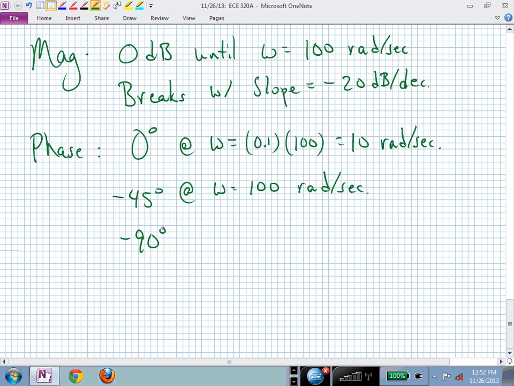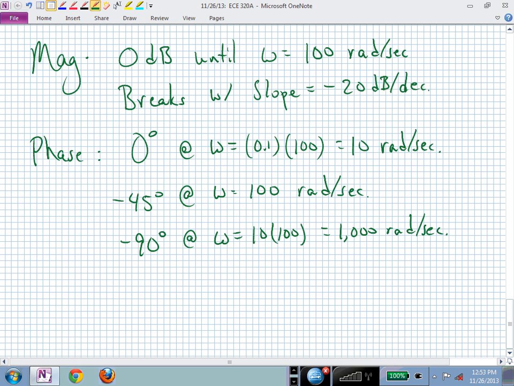And the most that that single factor can contribute in terms of phase is minus 90 degrees, and we just go ahead and approximate that to say, a decade above the break, or at 1,000 radians per second, is where that experiences minus 90 degrees, and from that point onward, it's minus 90 degrees. So the phases, you have to worry about turning on the slope and turning off the slope, starting the slope and stopping it. For the magnitudes, once it starts sloping, you don't have to worry about it. You can just keep going.